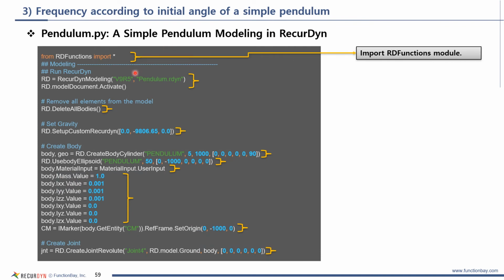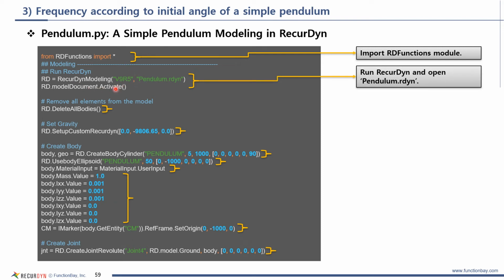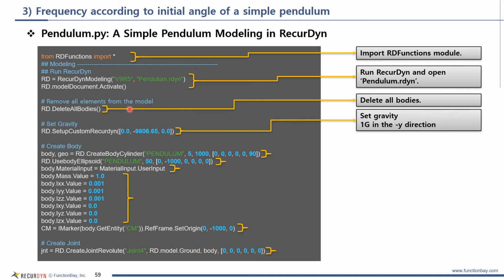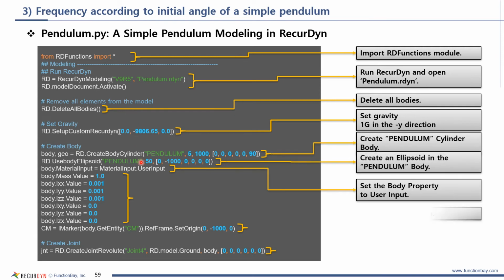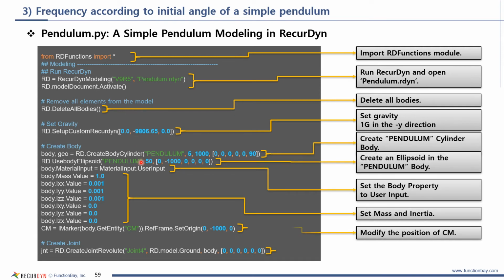As before, import RDFunctions module. Run RecurDyn, and then open the Pendulum RDYN file. After deleting all existing bodies, set the gravity. Create bodies and set mass and moment of inertia. Also modify the position of center marker CM. Once creating a revolute joint, you are finally done modeling.